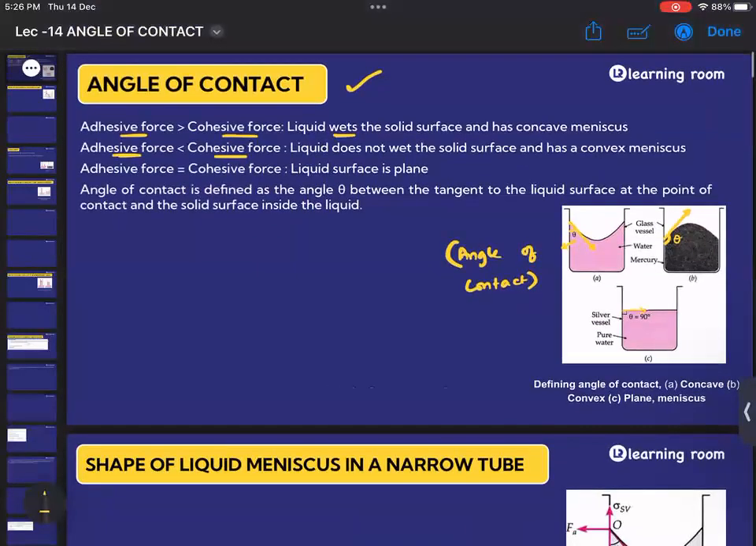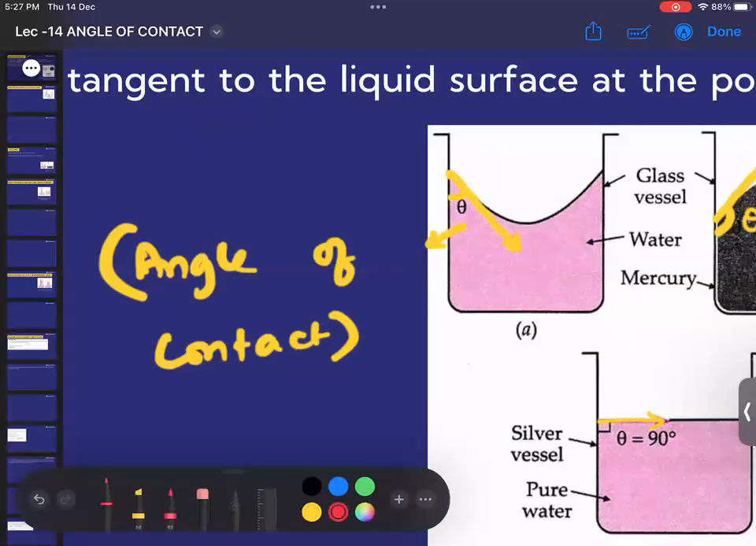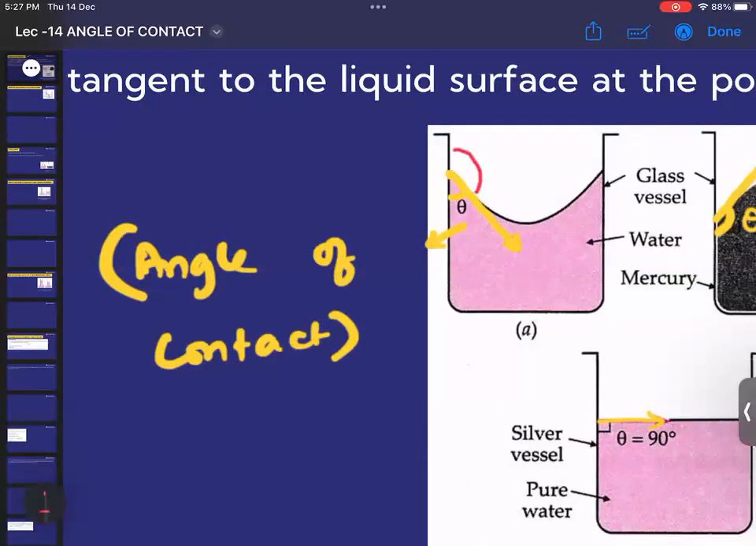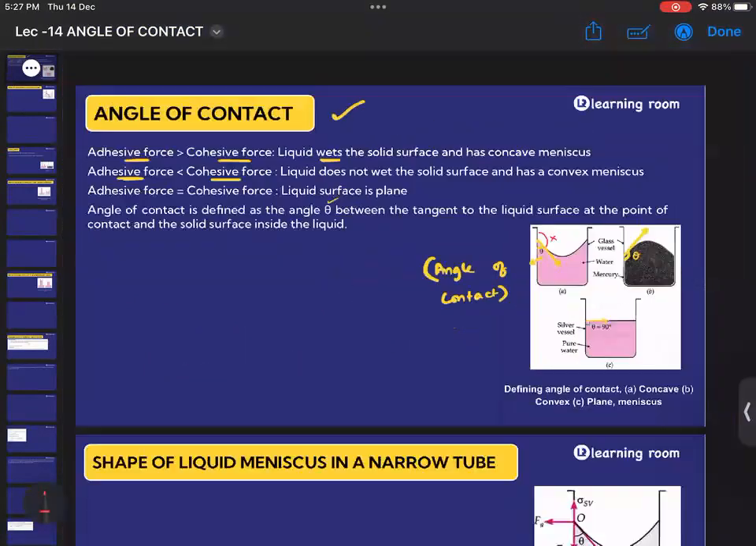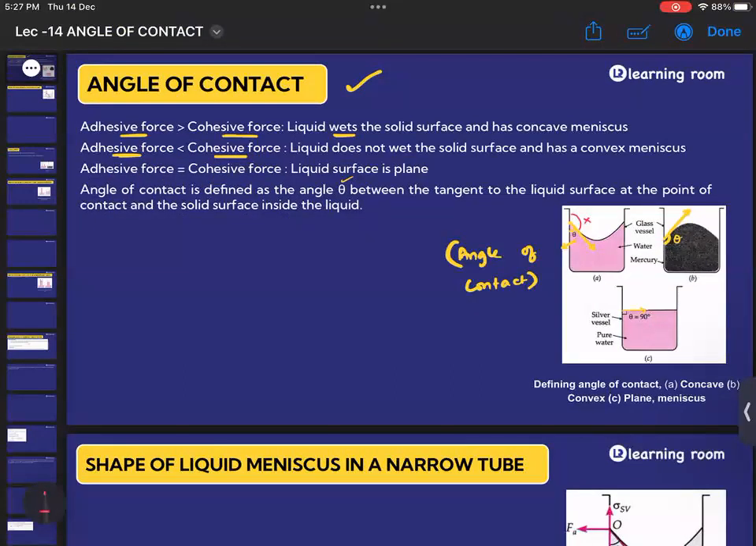Now we need to give a definition to this. What is this angle of contact? It is defined as the angle theta between the tangent drawn to the liquid surface at the point of contact and the solid surface that is inside the liquid. Because you can ask me a question, sir, when you're saying solid surface, why are we not taking this angle and calling it the angle of contact? No, this is not called the angle of contact according to the definition. So the angle of contact is the angle between the tangent drawn to the liquid surface at the point of contact and the solid surface inside the liquid. Makes sense? Right.